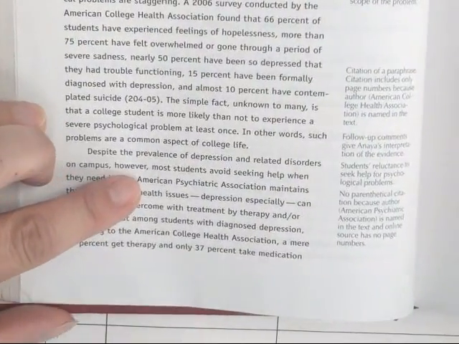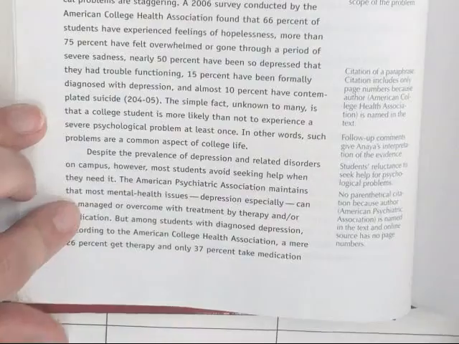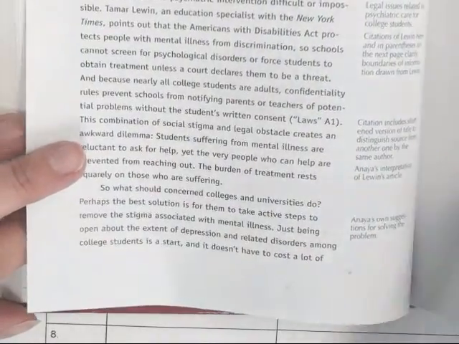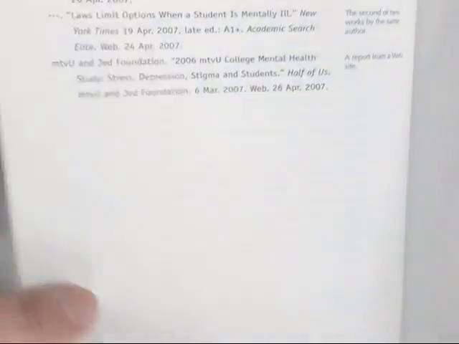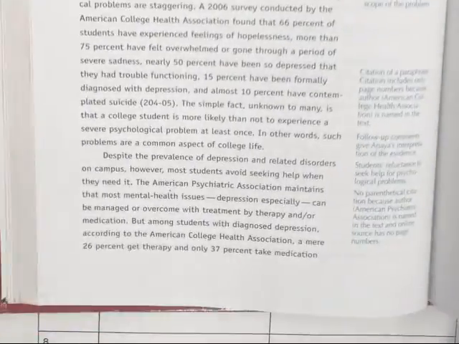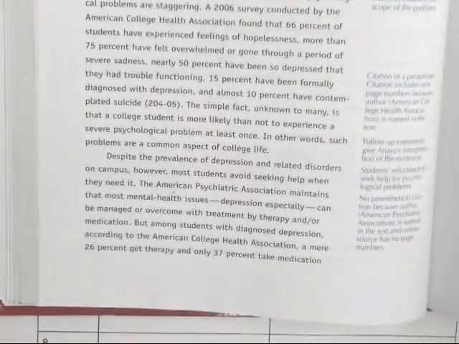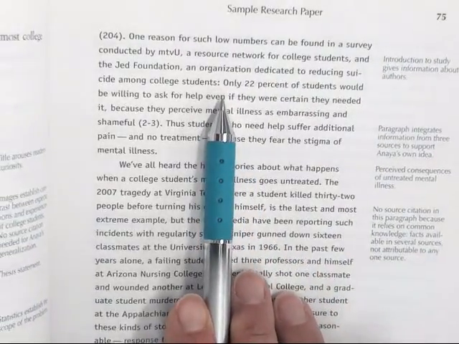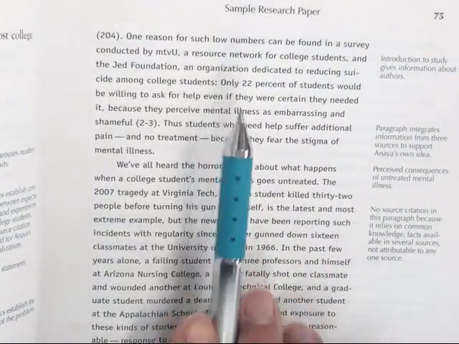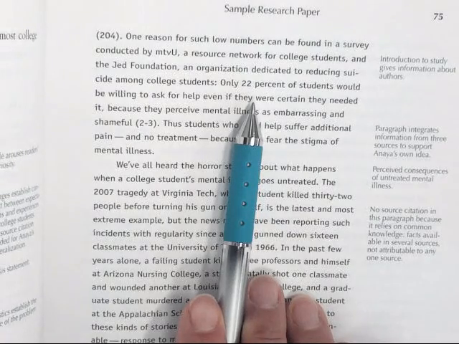She brings in the American Psychiatric Association, but it is an online source, and we can see that if we look on her works cited page. Therefore, there are not going to be any page numbers, so there's nothing to put in the parentheses here. All right? Over here, she is introducing these studies, and she's giving some information to us about the authors, and she is citing numerical evidence.